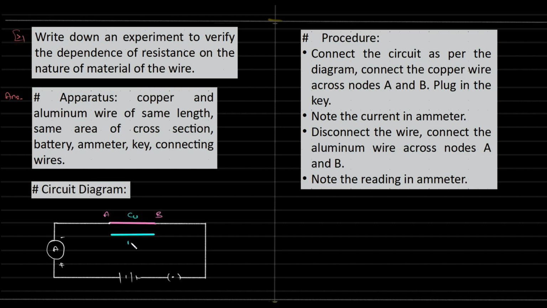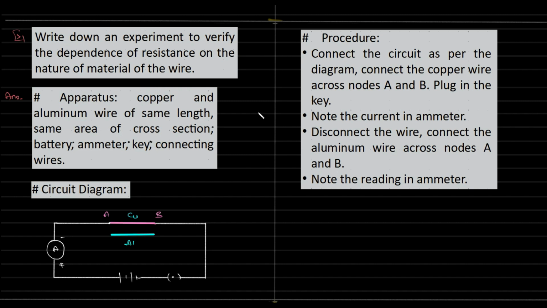Copper and aluminum, same length and thickness, right? Apparatus: copper and aluminum wire of same length and thickness, that is, area of cross section. Then a battery, an ammeter, a key, and connecting wire.